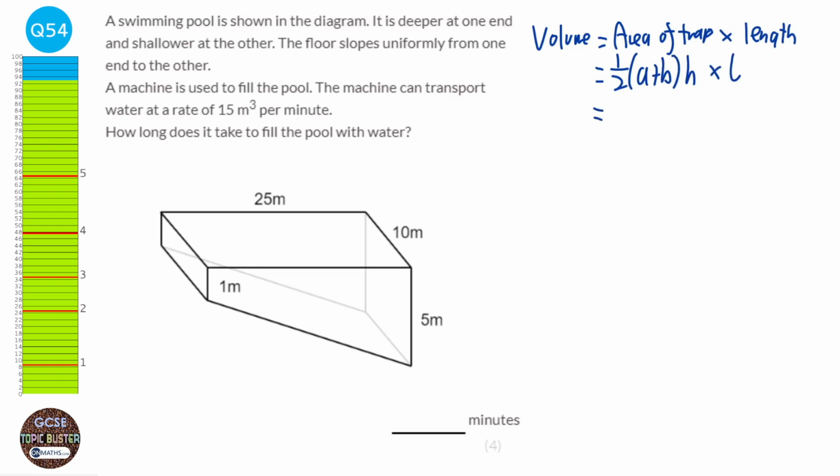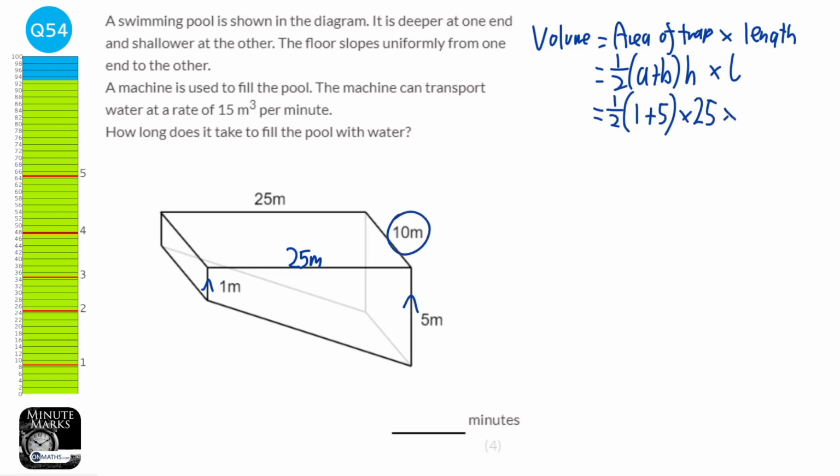Now a and b are the two parallel sides, which will be this one and this one. And then the h is the perpendicular line that hits both of them at 90 degrees. So what perpendicular means, between the bases. So this will be the 25 meters here. So it's going to be half, and then we're going to add 1 and 5, times that by 25. The length is how 3D it is, so it would be that 10 there. So we're going to times that by 10, and that will give us 750. So it's 750 meters cubed.